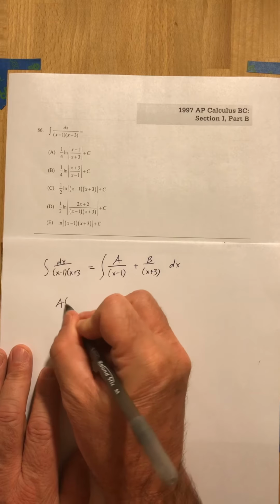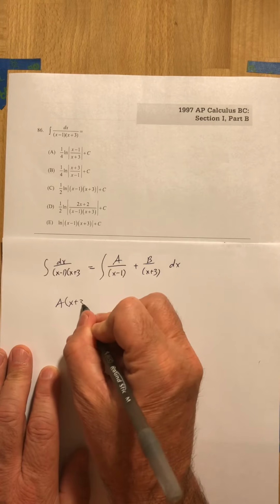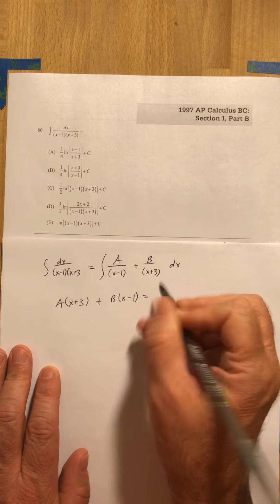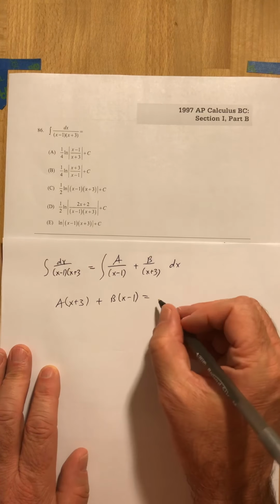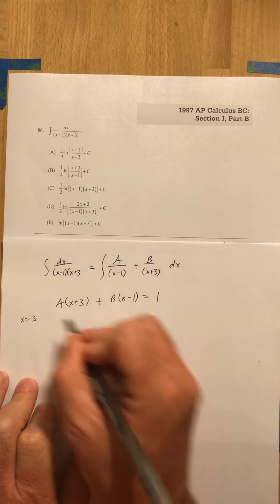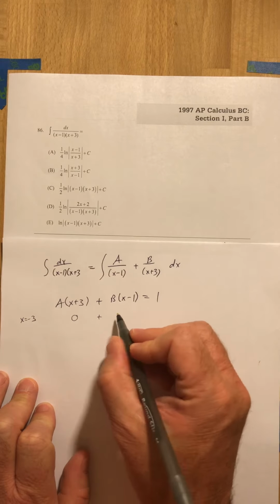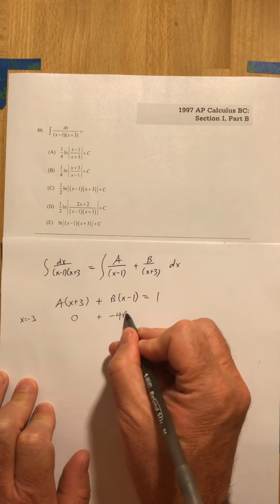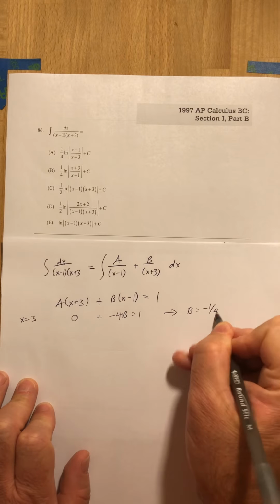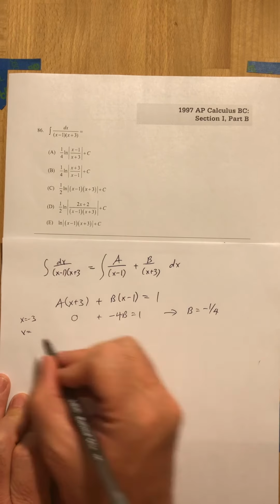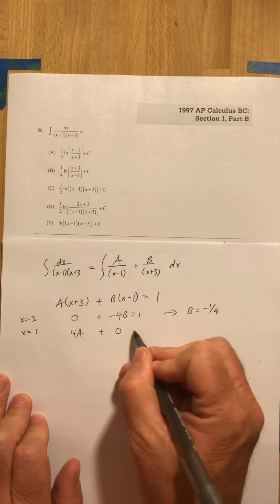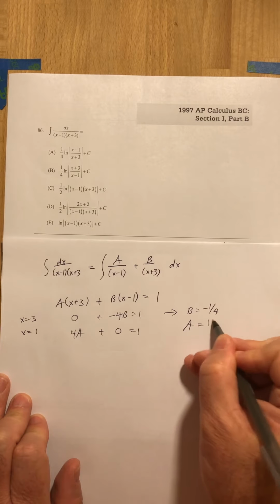I know that A times (x plus 3) plus B times (x minus 1) must add up to the numerator of the original expression, which is 1. If x equals negative 3, I get 0 in this term, and I get negative 4B equals 1. So B is negative 1/4. If x equals 1, then I get 4A plus 0 equals 1. So A is positive 1/4.